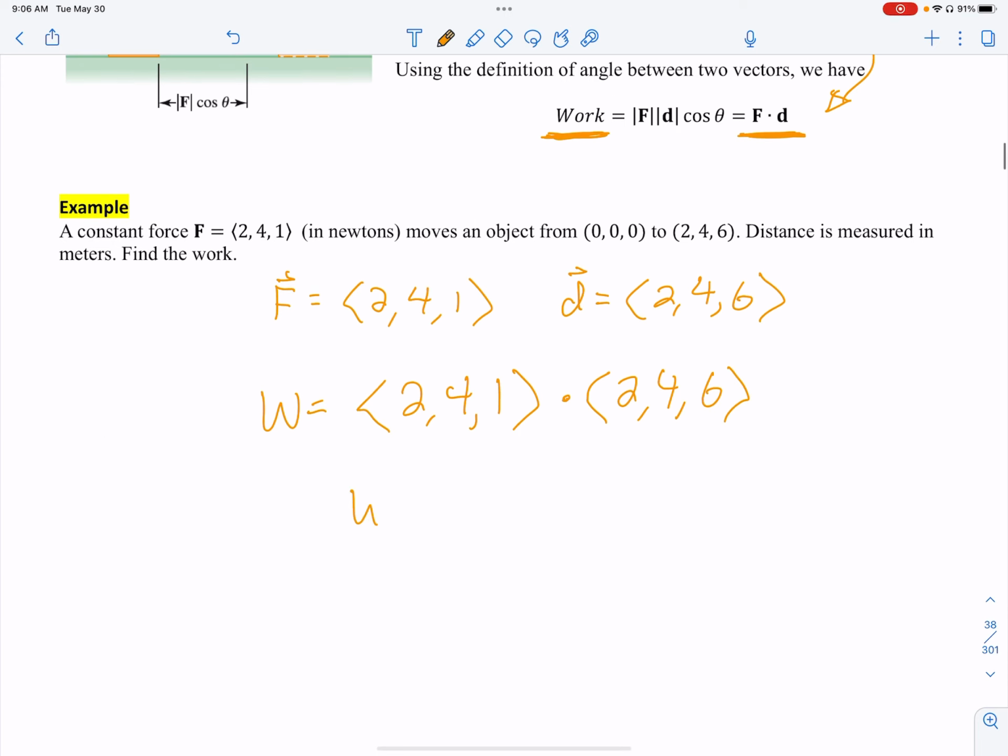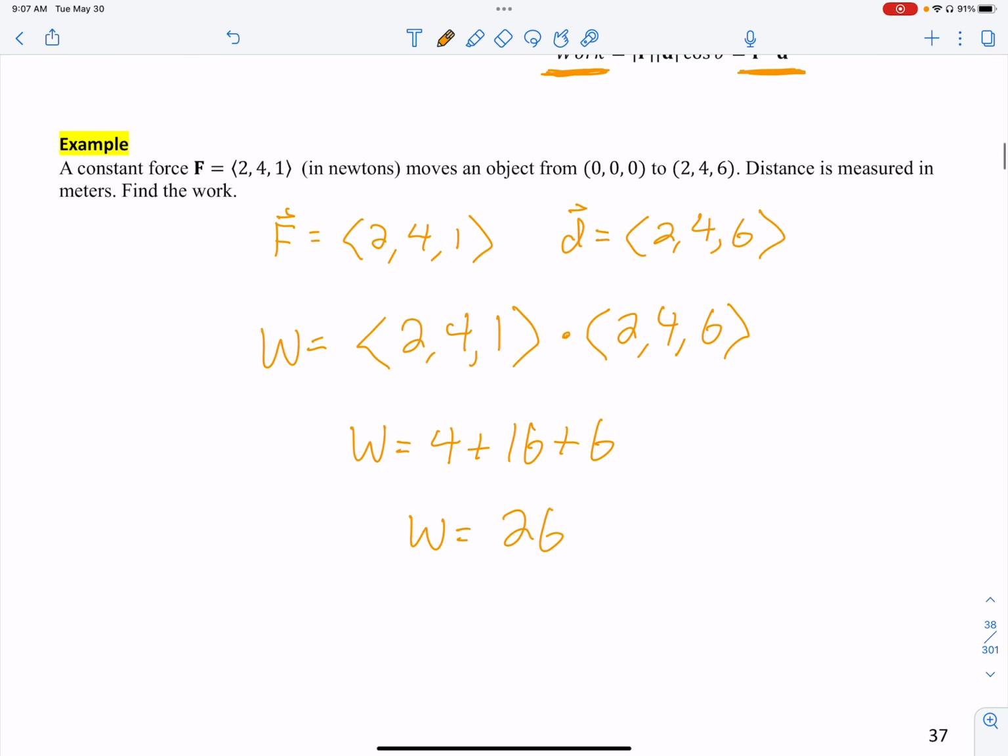If I dot those two, I have 4 plus 16 plus 6. Work is 26. The distance was in meters, so I think the units are a Newton meter, but my physics isn't where it should be fully, so we'll leave it at 26 for work.